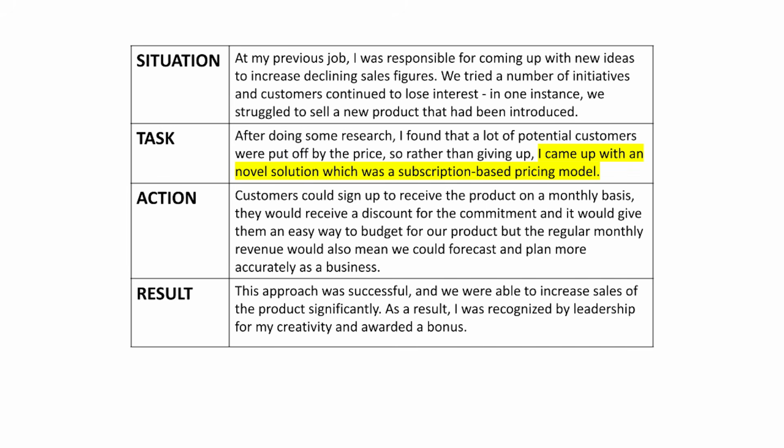Now, there's two really strong parts to this answer that you want to take note of. The first one is here, where it explains the solution itself, the subscription-based pricing model. The second is here, where it breaks down the individual benefits for the customer. They get the product monthly, they get a discount for the commitment, and it helps them to budget. In your answer, try to make your actions and the specific results as clear as possible.